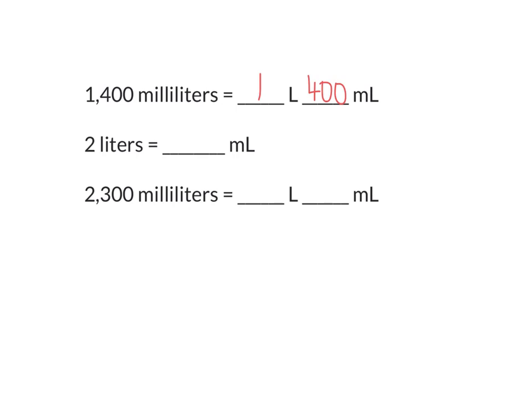2 liters is the same as how many milliliters then? How many milliliters are in 1 liter? Everyone? 1,000. So if I have 2 liters, how many milliliters are there? Swarnima? 2,000. Good. See if you can solve this last one by yourself. I want to know 2,300 milliliters is the same as how many liters, how many milliliters. Write down that equation in your notebooks.